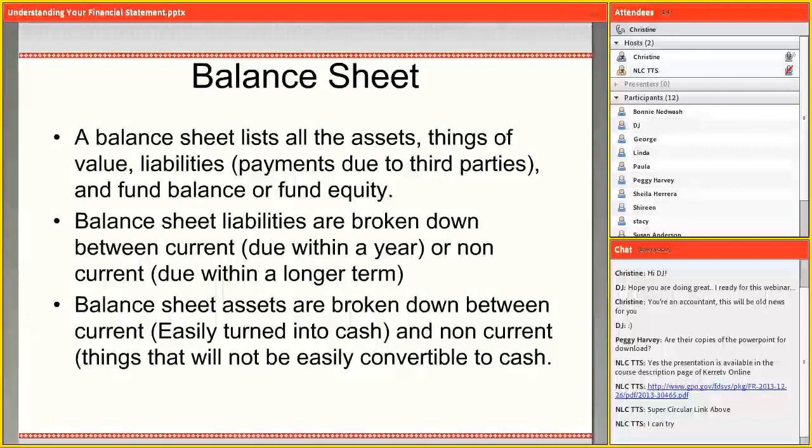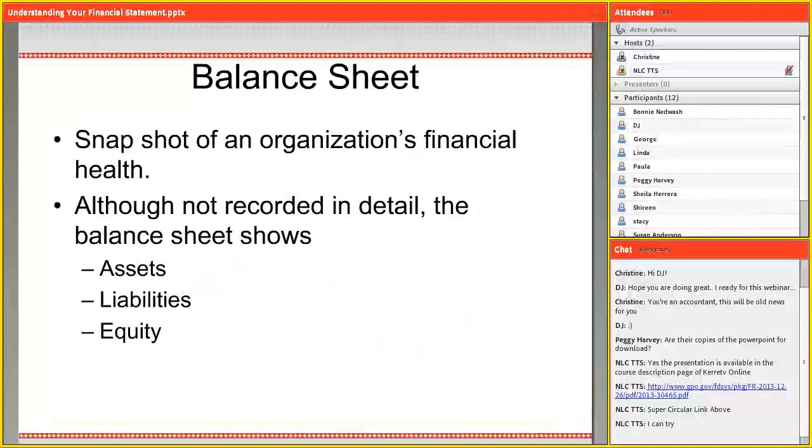We'll see. Balance sheet lists all of the assets, which are the things of value, your liabilities, which are payments due elsewhere, and fund balance, fund equity, net position. Balance sheet assets and liabilities are broken down between current and non-current. Again, pretty simple stuff we've already talked about. It's your snapshot of your organization's financial health, okay?